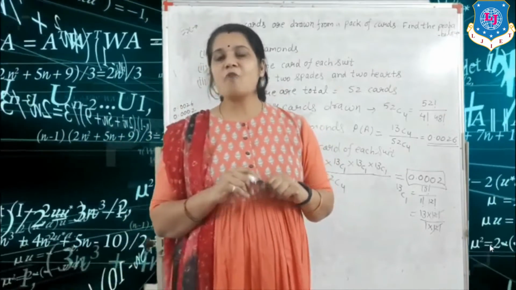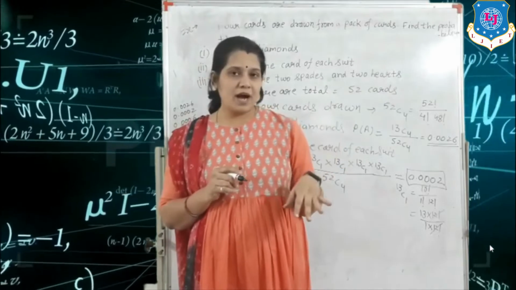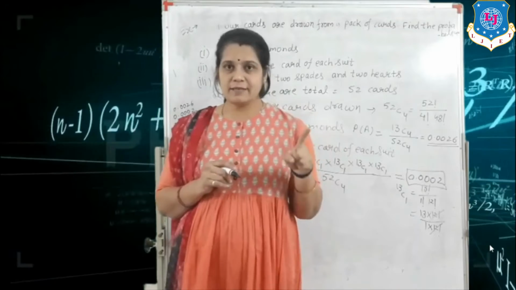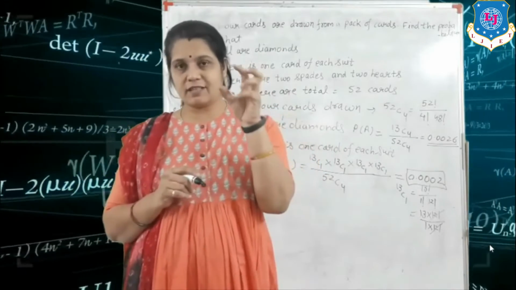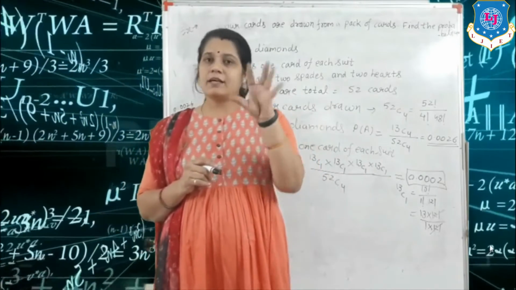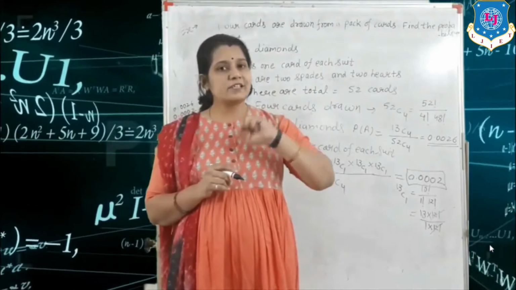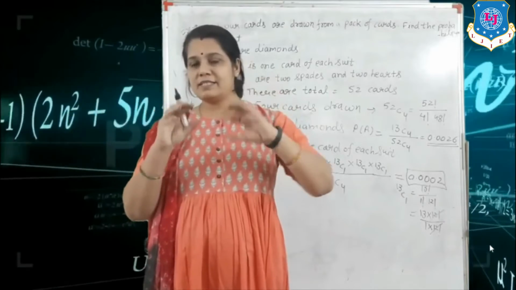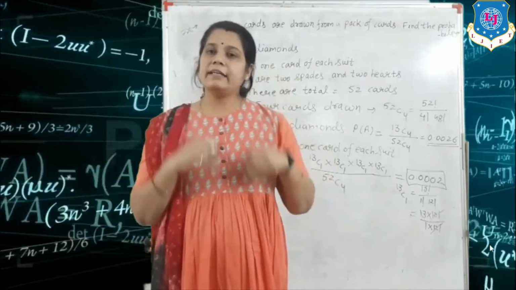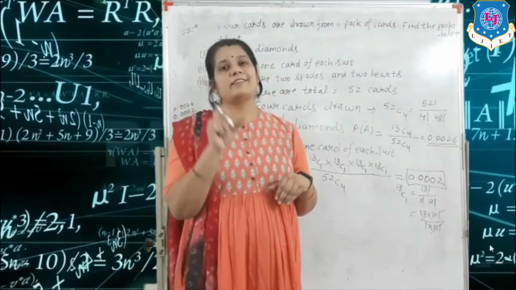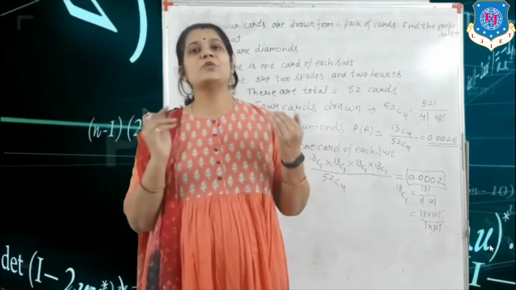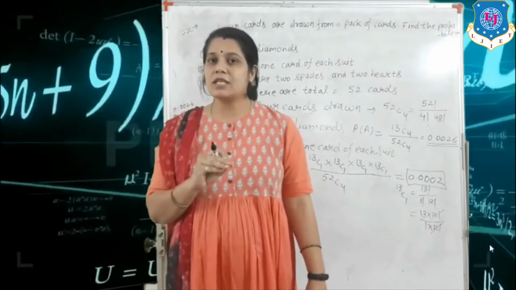Okay, third one is there are 2 spades and 2 hearts. How do we find 2 spades and 2 hearts? Here the total number of spades is 13 and the total number of hearts is 13. So 13C2 into 13C2. This term is in the numerator, and in the denominator we write the total possible outcomes or total exhaustive events, that means 52C4.